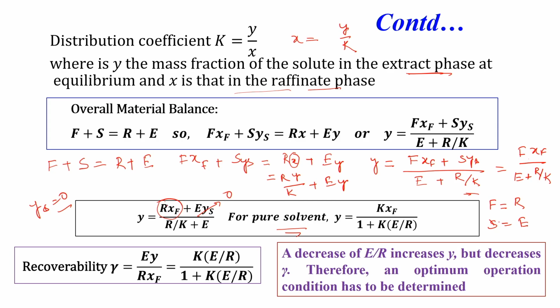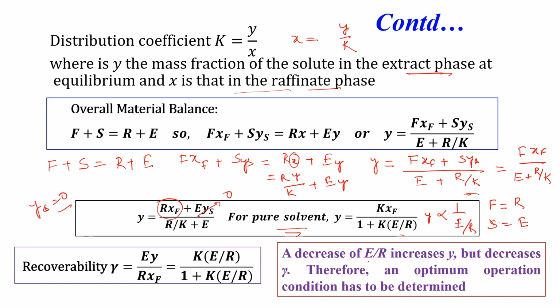So, now what will happen? You can bring down this R in the denominator, and K will go to the numerator. So, we will be getting K into XF divided by R, divided by R, will be 1 plus K E upon R. So, it says Y is inversely proportional to the ratio of E to R.